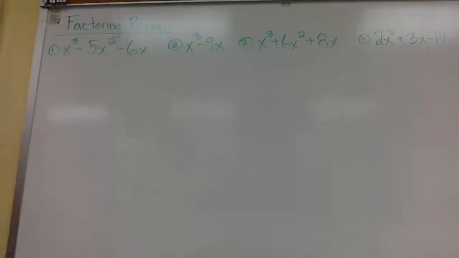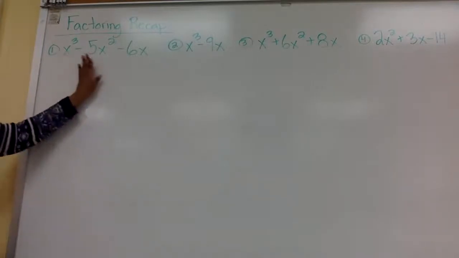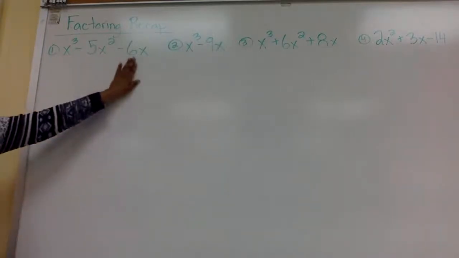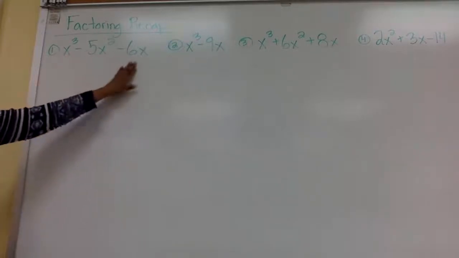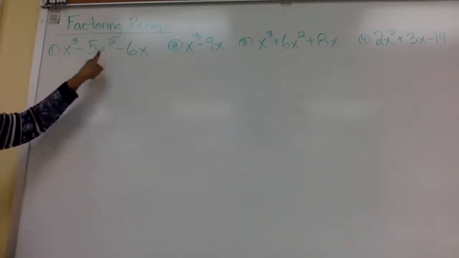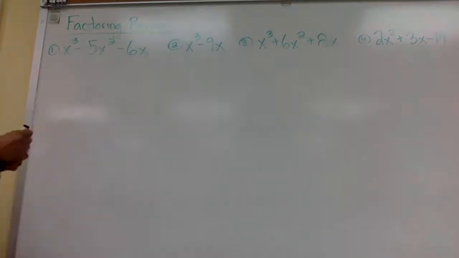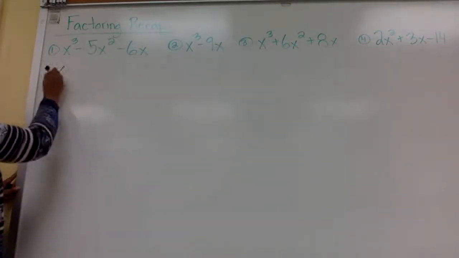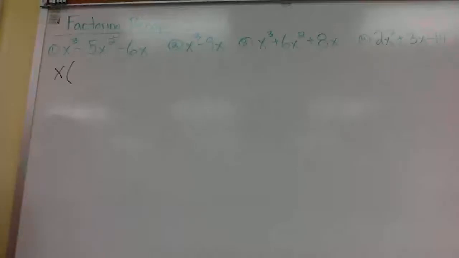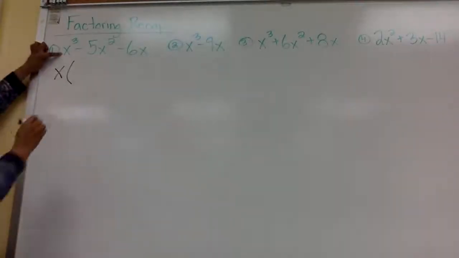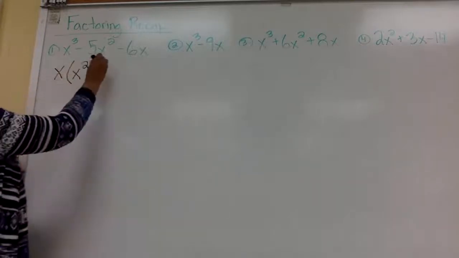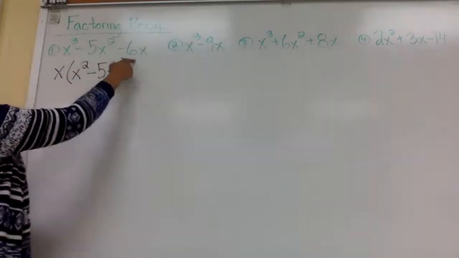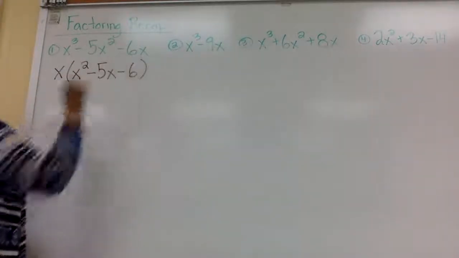So let's start with the first one. I got x to the third minus 5x squared minus 6x. Looking up here, I don't see that they share a number, but I do see that they all share a variable of x. So x is going to go on the outside, and everything else is going to go on the inside. If I take an x away, I'm left with x squared. Take an x away, I'm left with negative 5x. Take an x away, I'm left with negative 6.